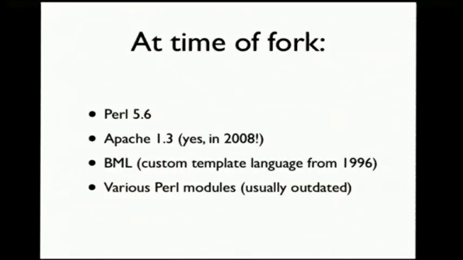So let me tell you a little bit about Dreamwidth. Forked from Livejournal in 2008. At the time of the fork, it was Perl 5.6. How many people here are Perl people or know Perl at all? Okay, that's a pretty good percentage. Perl 5.6 in 2008 was old. We only ran under Apache 1.3.